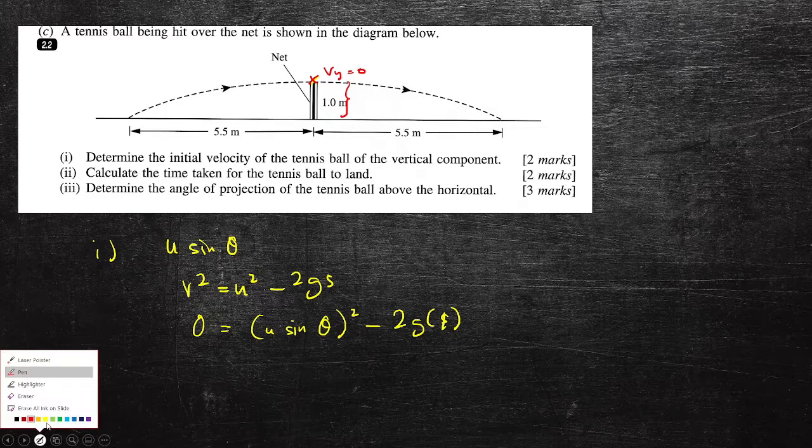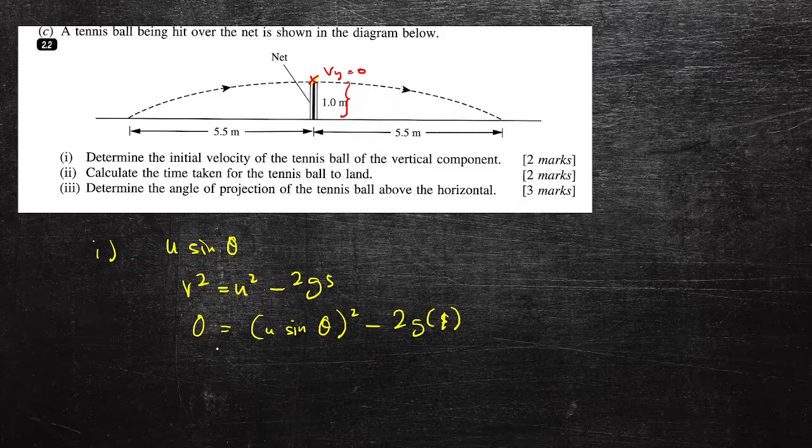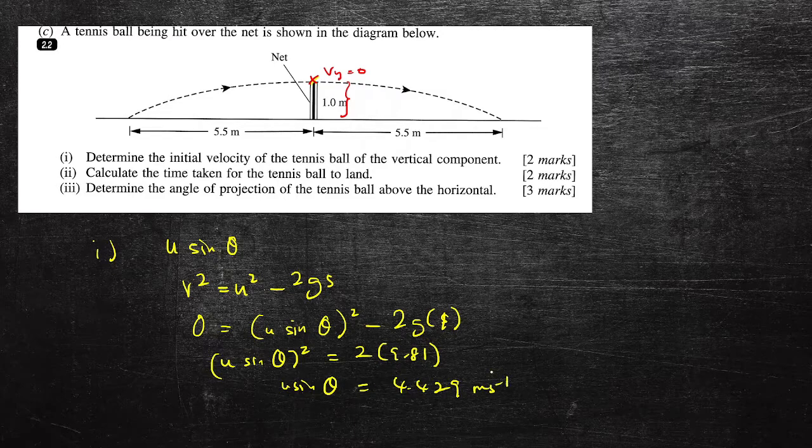So we're going to continue. Arrange the equation: (u sine theta) squared equals 2 times 9.81. So u sine theta equals 4.429 meters per second. You square root the gravity times 2, then you have the answer.